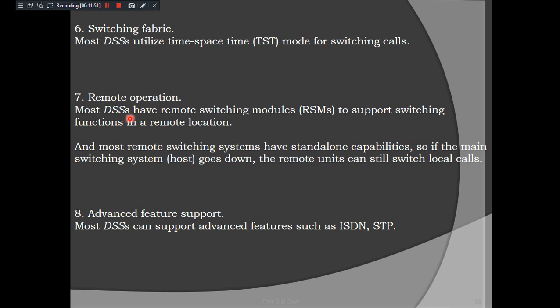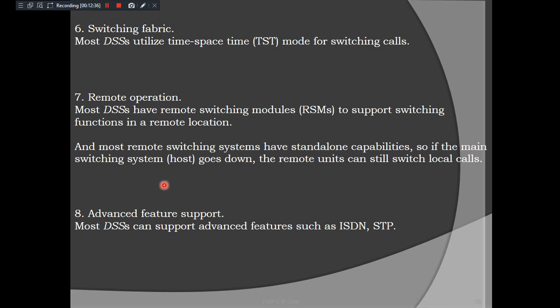Remote operation. Most DSS have remote switching modules, RSMs, to support switching functions in a remote location. Most RSMs have standalone capabilities. So if the main switch or host goes down, the remote units can still switch local calls. That's why they are known as standalone capabilities. Standalone means backup. If the main host does not function, then they will be able to sustain the real-time telecommunication work for local switching for a particular time period. That is known as standalone capability.